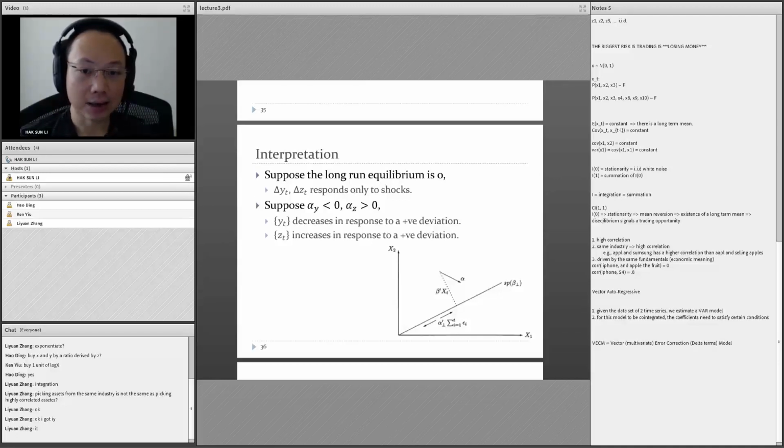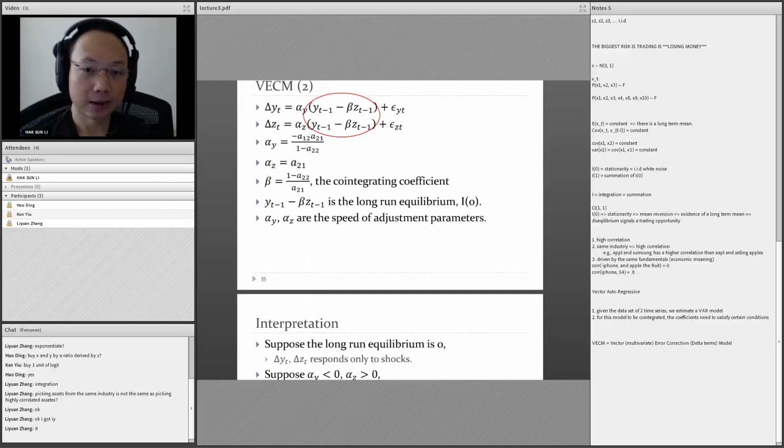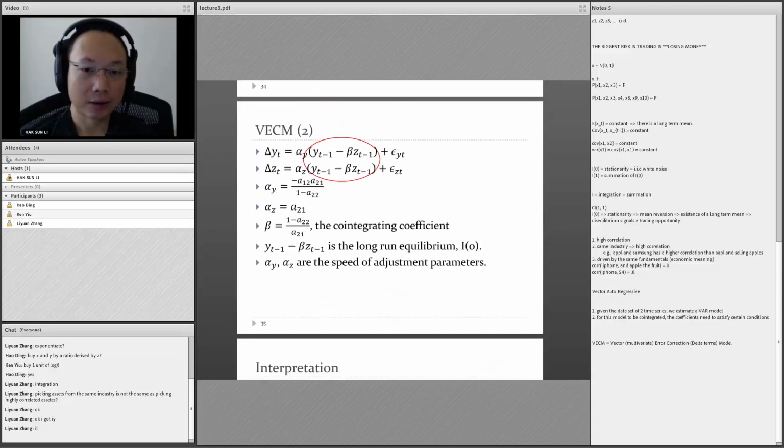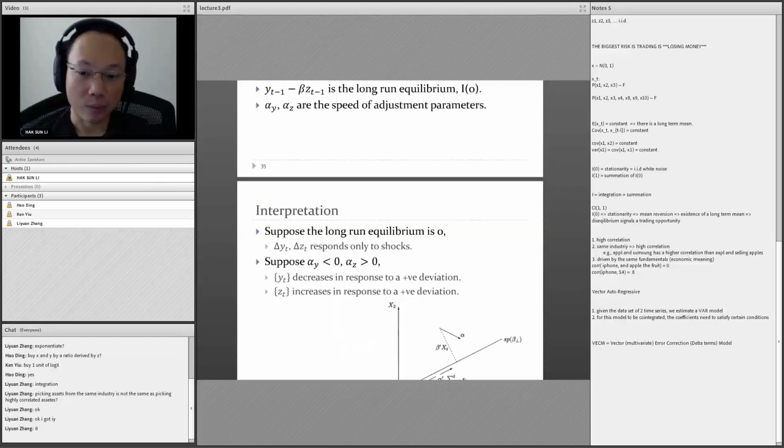Alpha is like gravity. The idea is, let's say alpha y is negative. So when this term is very big and alpha y is negative, let's say this term is very positive. It means y is a lot bigger than z, because when this is big, then y is big and z is small. And since alpha y is negative, delta y would be negative, right? So when y is very big, delta y will be negative, meaning that you pull down y. So when it deviates from the long-term equilibrium, the alpha term will pull it back to the equilibrium.